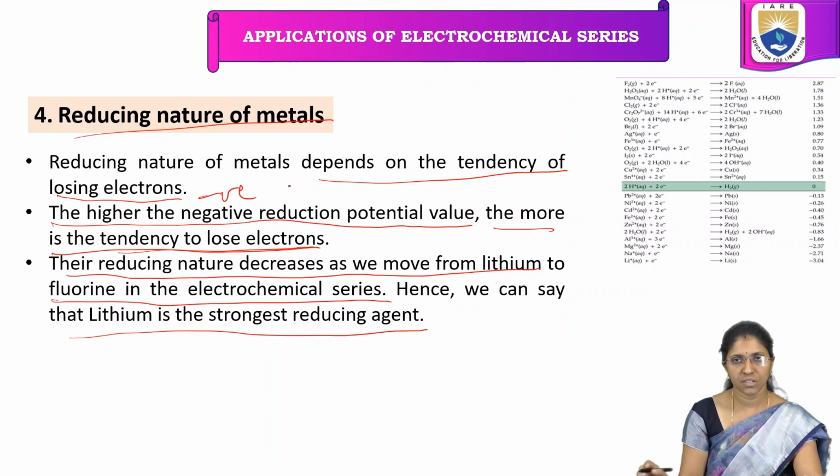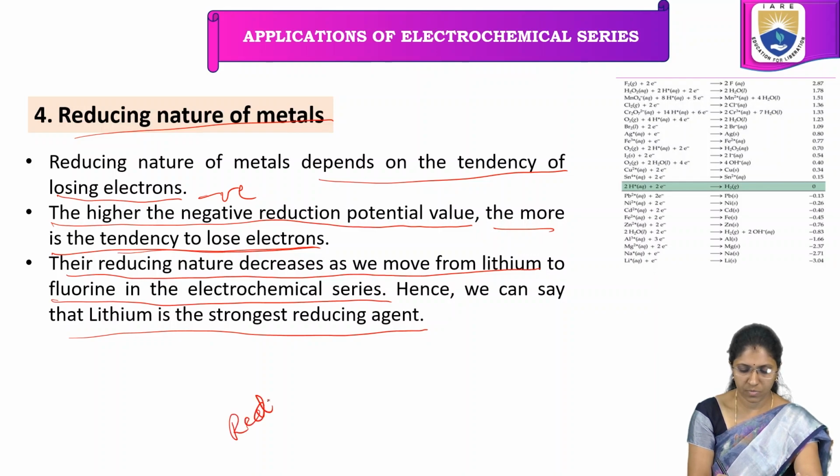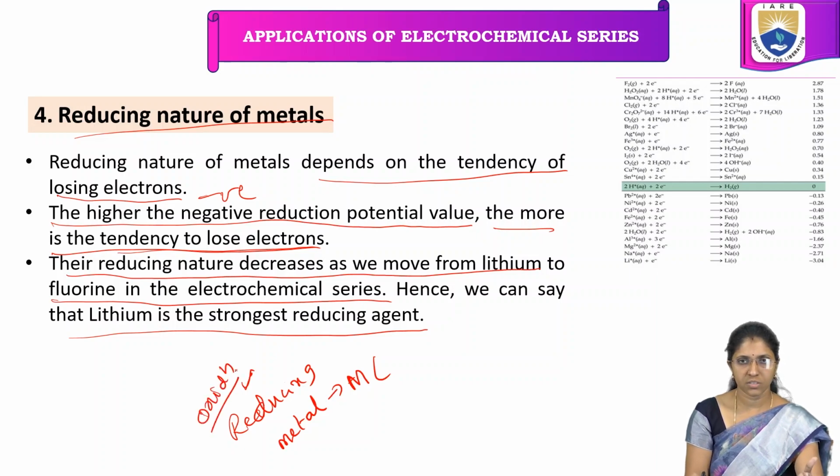The reducing nature of metals depends on the tendency of losing electrons. Reducing nature of a metal means it should reduce another metal, so it should undergo oxidation. It should have a tendency of losing electrons. Only then can it give electrons to the other metal and reduce that metal. So the higher the negative value of reduction potential in the electrochemical series, the more the tendency to lose electrons.